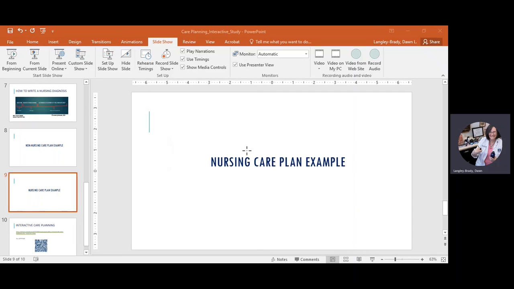And then education. Education wasn't discussed in this care plan, but I added some. So we want to educate this patient on early reporting of pain for better control.